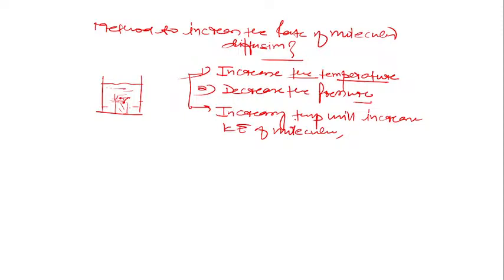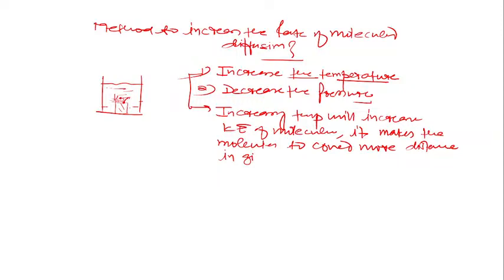That was initially less. The net distance traveled by the molecule was very less in a given time interval. But if we increase the temperature, then molecules become more energetic and they will cover more distance. It makes the molecule cover more distance in a given time interval, and hence we can increase the rate of mass transfer.